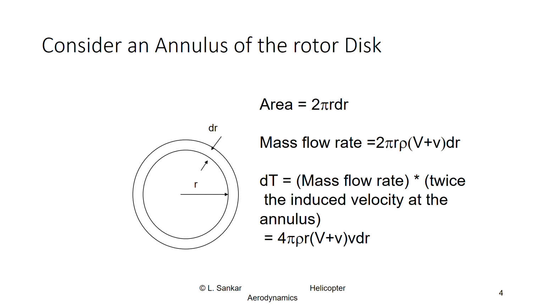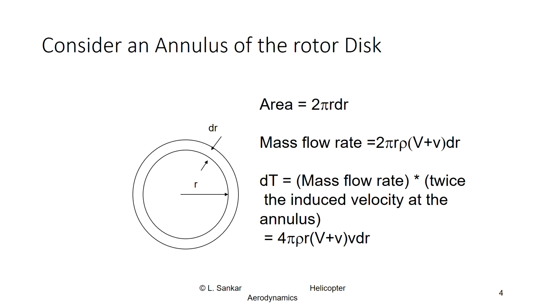A typical circular ring has a radius of r and a width of delta r. Therefore, its area is 2 pi r times delta r. That's the area. Now, the velocity of crossing this ring is a climb velocity V plus the induced velocity of the rotor disk at this r location.